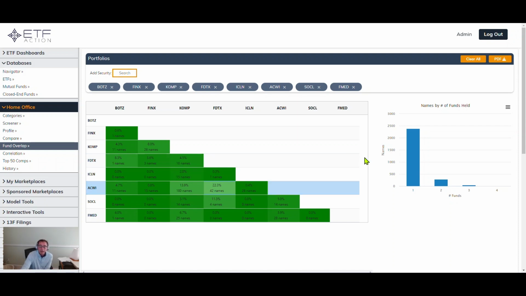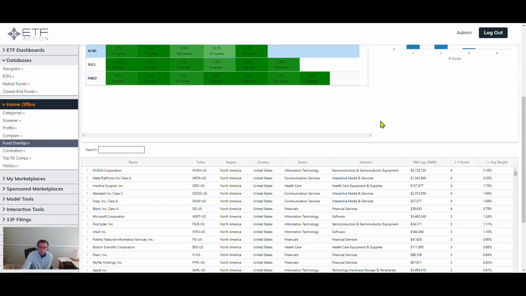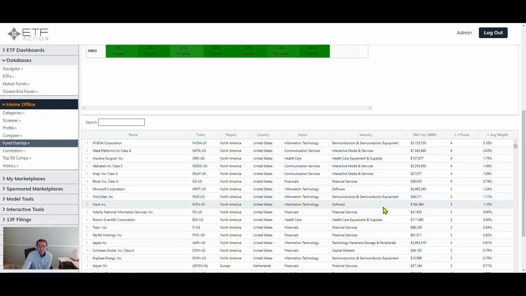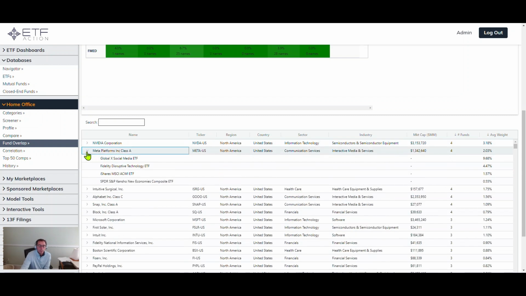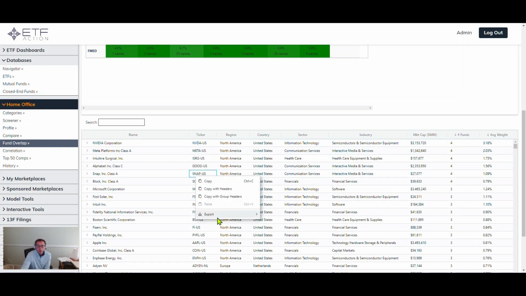The last thing I'll point out here is if you do scroll down on this page, you'll have every single security plotted out. You'll have the number of funds that it's held in, and the average weight that it's held across those funds. So I can see NVIDIA's in 4 out of the 8 strategies. If I open up NVIDIA, I can see it's a very large holding in Global X Robotics and Artificial Intelligence, Fidelity Disruptive Tech, 4.17% in ACWI, and then it has a very small 27 basis point allocation in Kensho. And I could do this across the board. If you're a premium user, you can right click and export this to Excel to do more in-depth research.